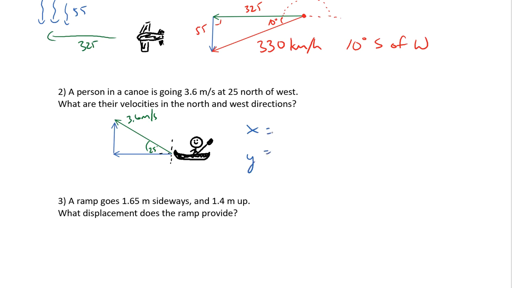So if we find the x component and y component, we're just breaking apart a right triangle. That's all we're doing. So we do 3.6 cos 25, and we get an x component of around 3.26 meters per second west, or say negative, whatever, but it asks for west, so I'm just going to give west. And then we do 3.6 sine of 25, and we get about 1.52 meters per second going north. So those are the two components of his velocity.